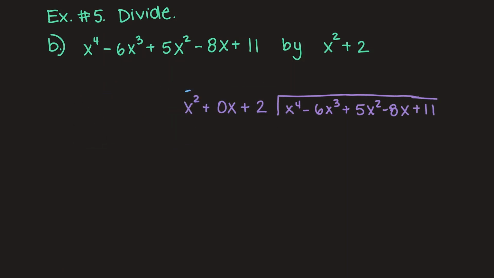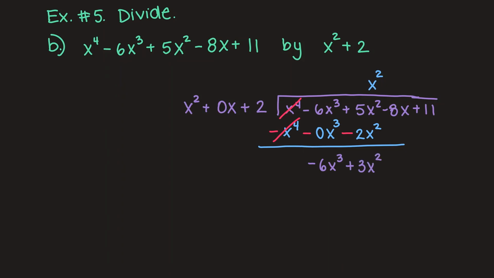We'll have to multiply x squared by x squared to get x to the 4th power. So we place x squared over the 5x squared term, and then we multiply x squared times x squared, which is x to the 4th. Then x squared times 0x is 0, but we can just write this as 0x to the 3rd as a placeholder. And then x squared times 2 is 2x squared. Now subtract, distribute the negative, and we get negative 6x cubed plus 3x squared.